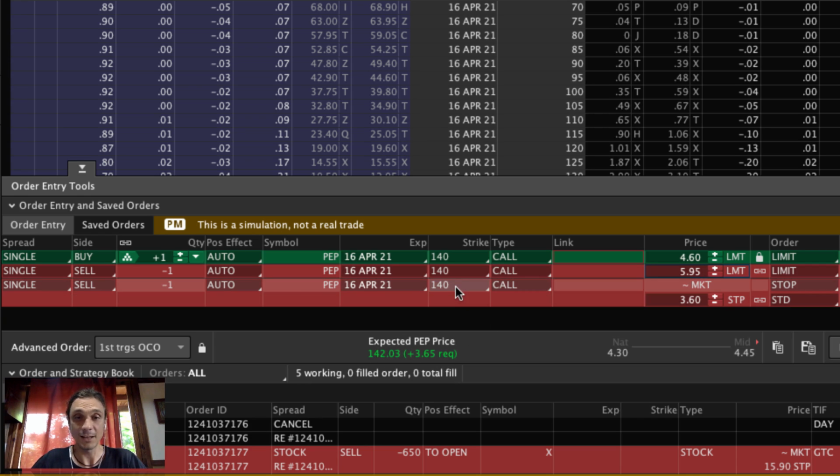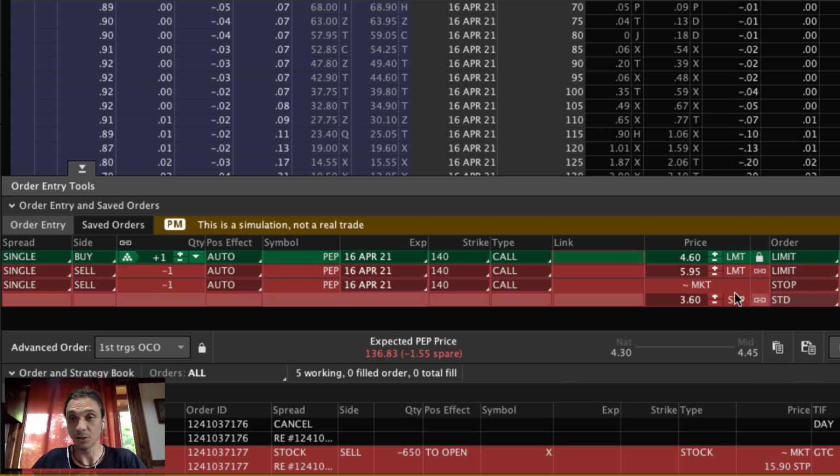So how about the exit? I said 136 would be a nice place to exit this trade. That's my third row in this order. You can see it's a market order stop loss.